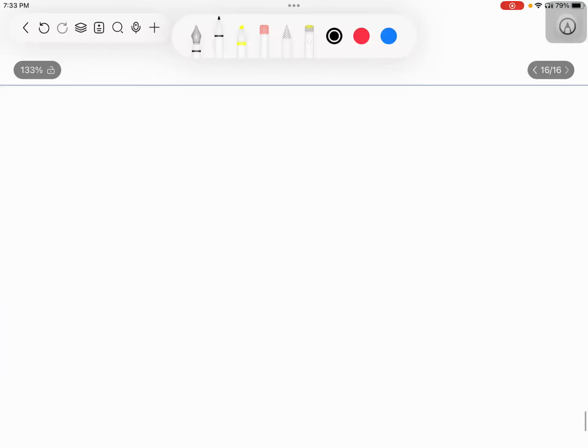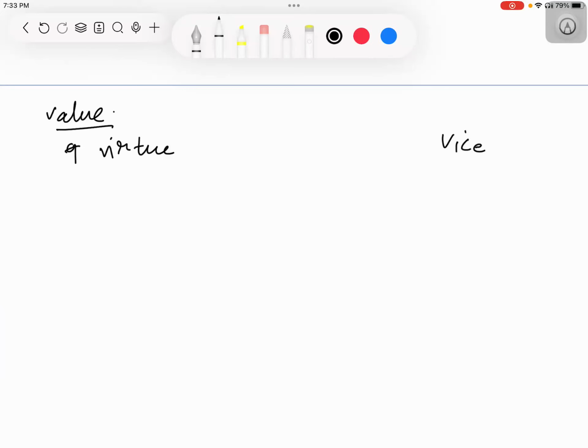Can you give me an example where some value was earlier considered to be a virtue but now it is considered a vice? Meaning earlier it was considered a positive thing, now it is considered negative. Some value in the context of Indian society.